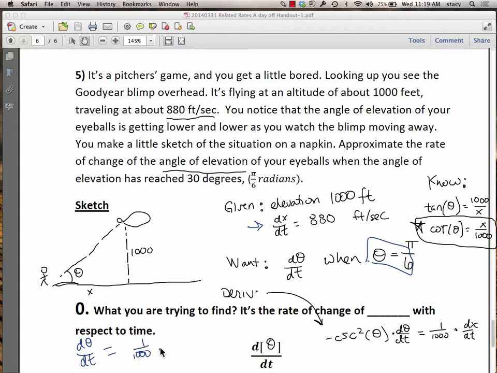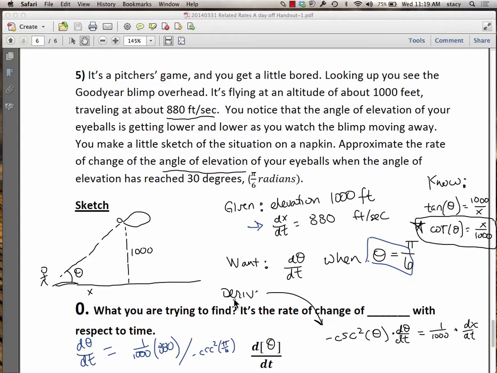1 over 1,000. Dx dt was 880. And then I'm going to divide all of that by negative cosecant squared of pi over 6. And I'm going to type that into a calculator if I feel like it. Make sure my calculator is in radian mode, and then get a decimal approximation. Okay? But that's it. See, these aren't so bad.